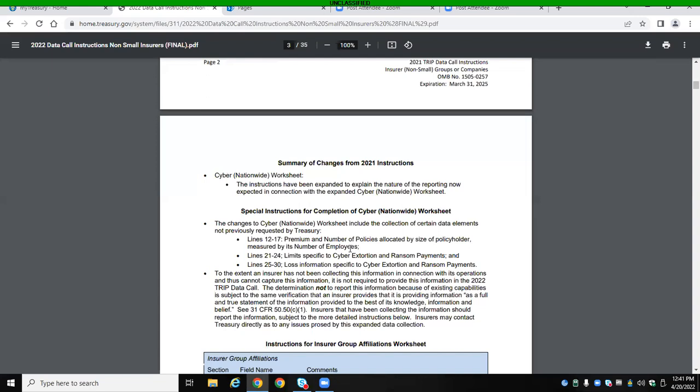And again, the determination not to report information this year because of your existing capabilities is subject to the same verification that you provide when you're providing all of this information, which is, quote, a full and true statement of the information provided to the best of your knowledge, information, and belief.